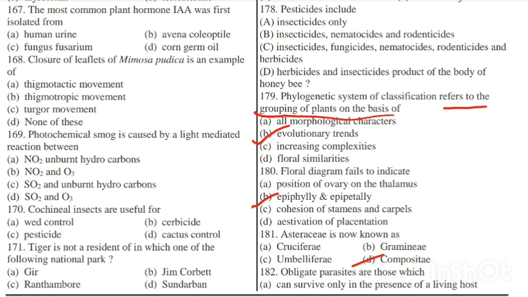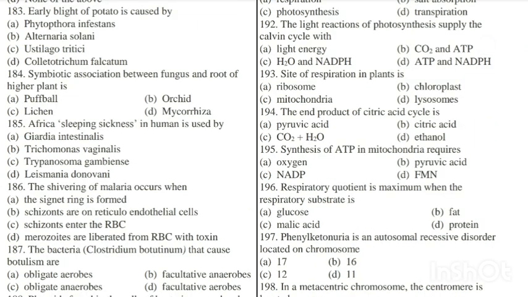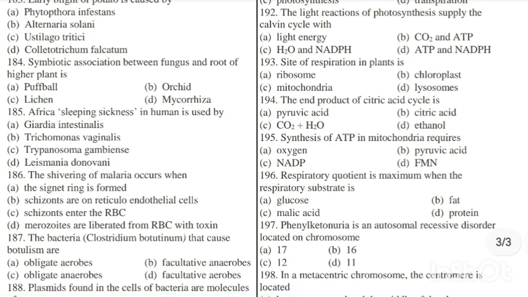Okay. Next question. Obligate parasites are those which can survive only in the presence of a living host. They cannot survive outside the body of the living host. So here option A is the correct one. Next question is, early blight of potato is caused by Alternaria solani and late blight is caused by Phytophthora infestans. Next, 184. Symbiotic association between fungus and root of higher plant is called mycorrhiza.